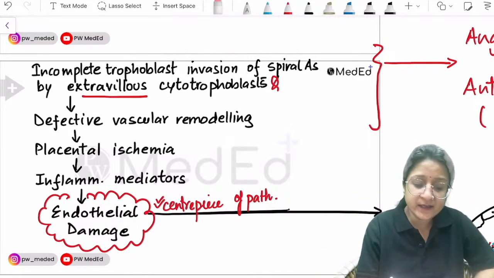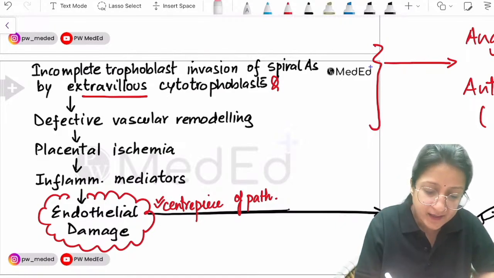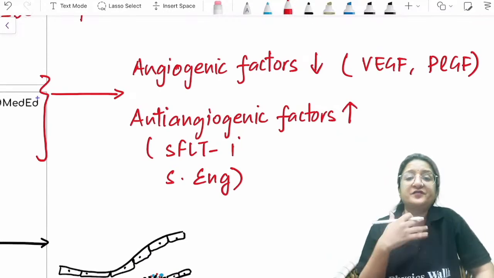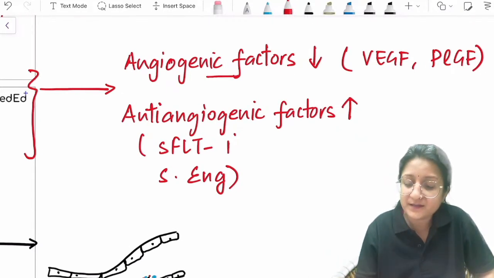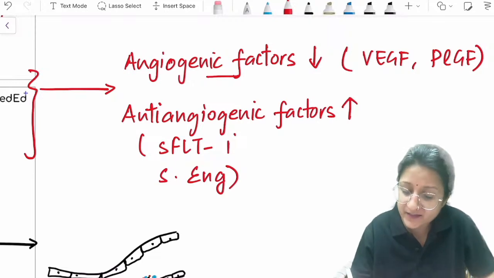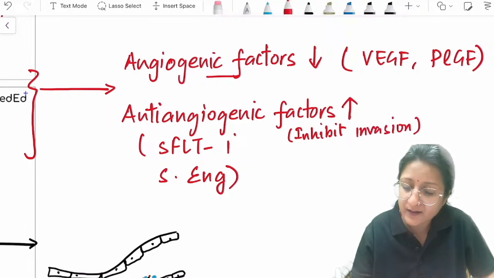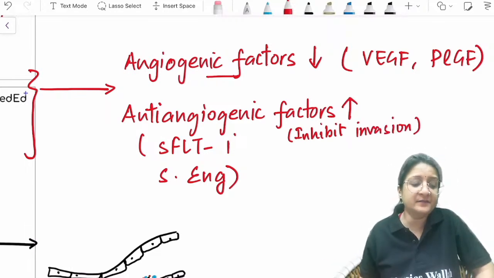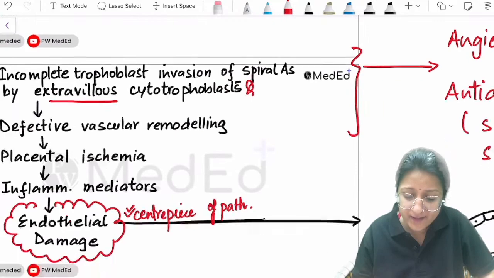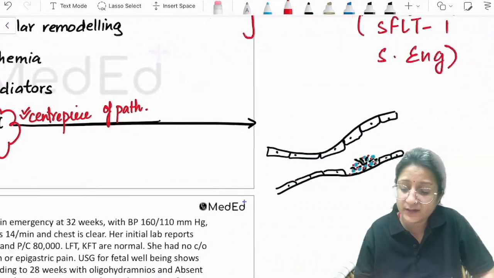So when we talk about this incomplete trophoblast invasion, there is this discussion as to why it is taking place, right? There are angiogenic factors which favor this invasion, so those factors are decreased. There are anti-angiogenic factors which inhibit the invasion of trophoblasts, so those factors are increased, like sFlt-1 and serum endoglin, right? Now, once endothelial damage happens, what happens after that?